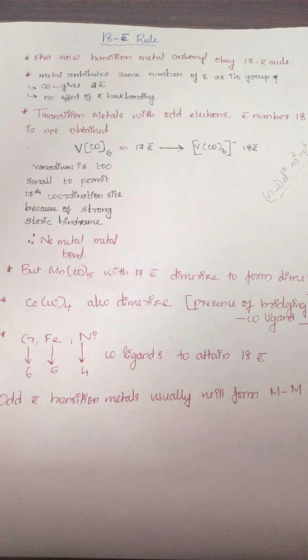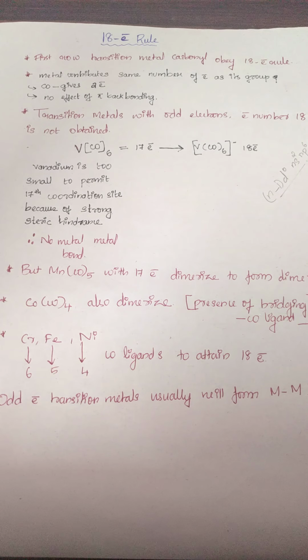In the case of transition metals with odd numbers of electrons, the number 18 is never obeyed by adding 2 electron ligands like the carbonyl ligand or any other ligand which donates 2 electrons. In such cases, it will be very difficult.